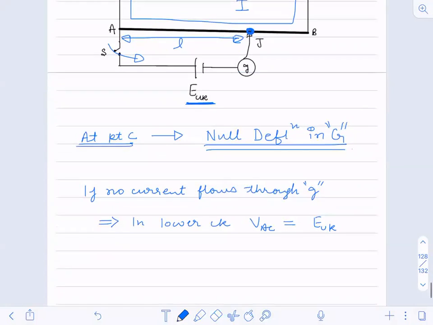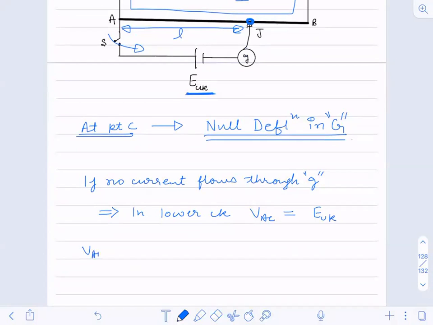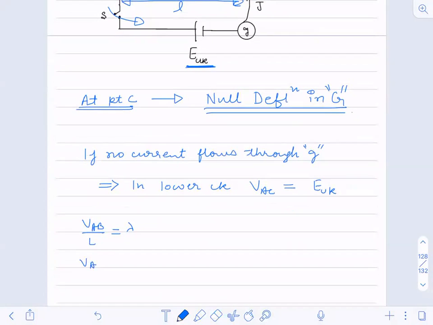Now, just now we have seen that VAB divided by capital L we have assumed as lambda. So now if we want to find out VAC, what will we do? Lambda into small l. This is the normal unitary method calculation, so you should know all these things. So VAC, lambda into l, is equal to E unknown. Lambda value we have already calculated.